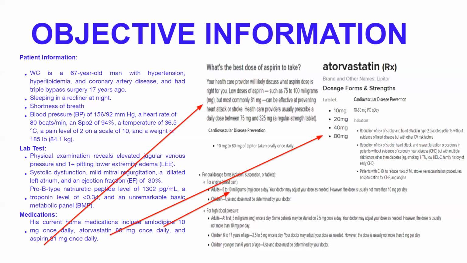The last medication of this patient is aspirin at 81 milligrams once daily. According to other practitioners, low doses of aspirin such as 75 to 100 milligrams are common, but 81 milligrams of aspirin can be effective at preventing heart attack or stroke, which is the patient's condition. So all his medications are good to manage his condition.